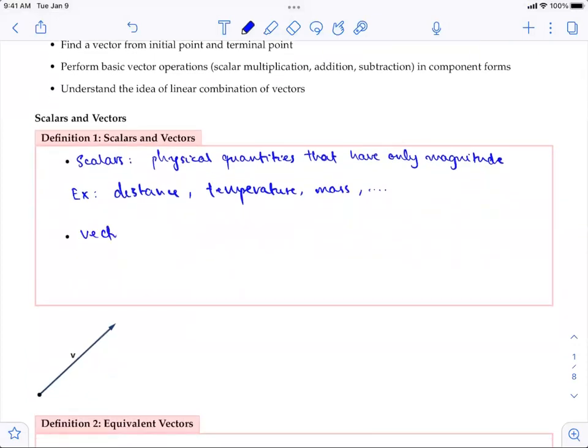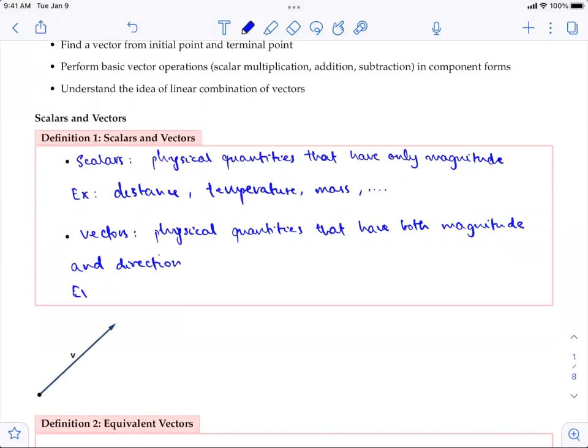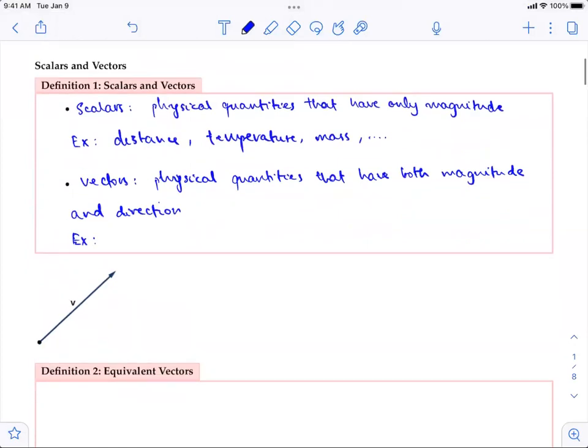And vectors are also physical quantities that have both magnitude and direction. Some of the common examples that you usually see for vectors are velocity, acceleration, force, and momentum.